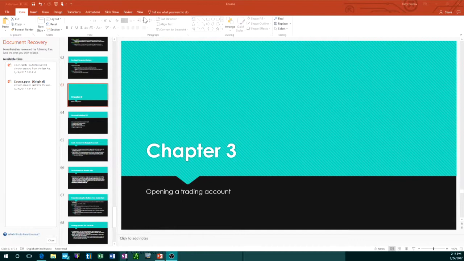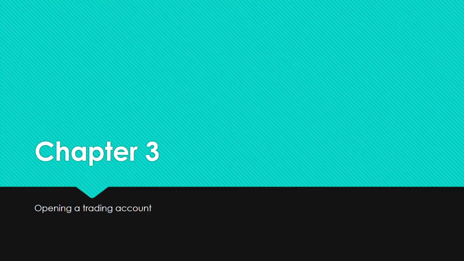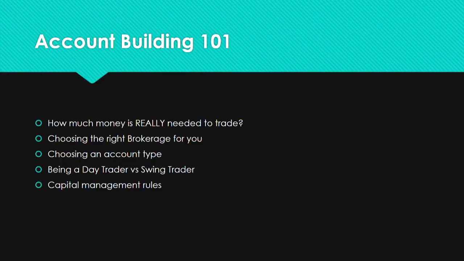So the section we're going to be talking about is chapter 3, and it's about opening a trading account. Okay, so here's chapter 3, opening a trading account. This chapter basically goes over account building 101, and I'm going to talk about how much is really needed to trade, choosing the right brokerage for you, choosing an account type, the differences between being a day trader versus a swing trader, and some capital management rules.